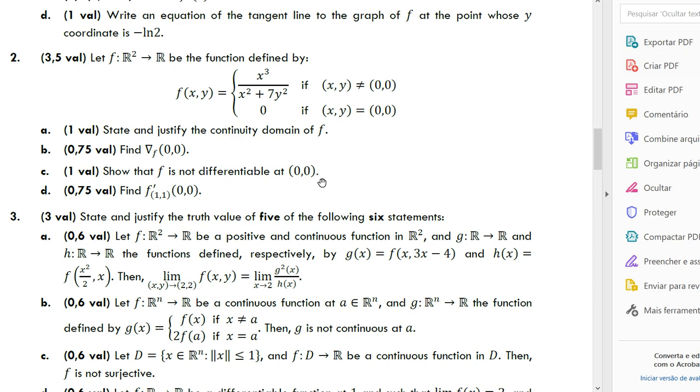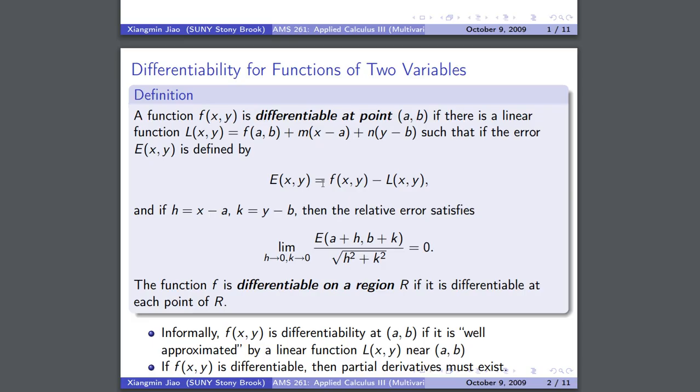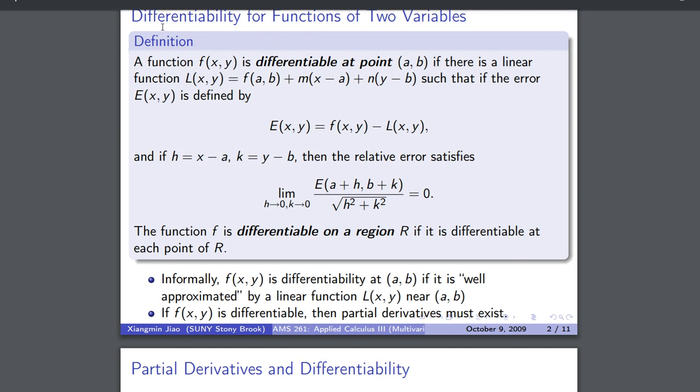Okay, show that f is not differentiable at 0, 0. Okay, let me consult something here quickly on the internet. So we have the concept of differentiability for functions of two variables. A function f of xy is differentiable at a point AB if there is a linear function, that's why they write L here, such that the point plus m and n will be the partial derivatives, such that if the error E is defined, so they define the error, okay?